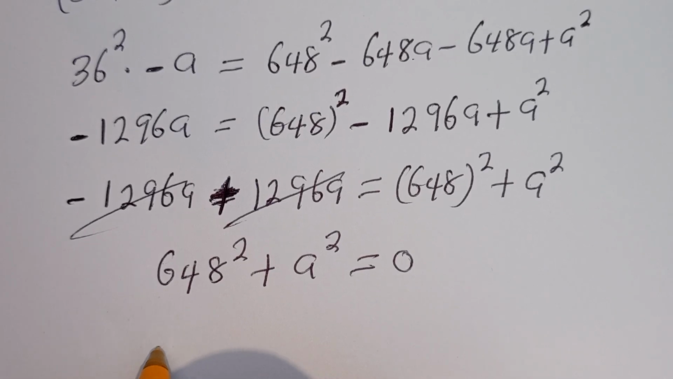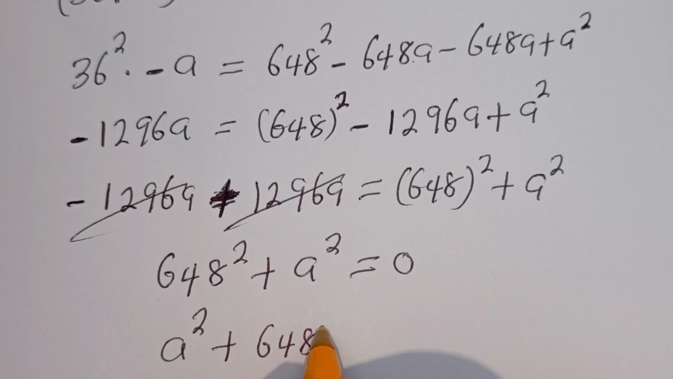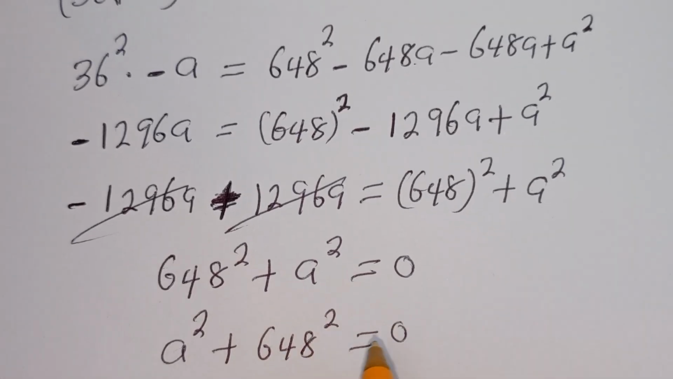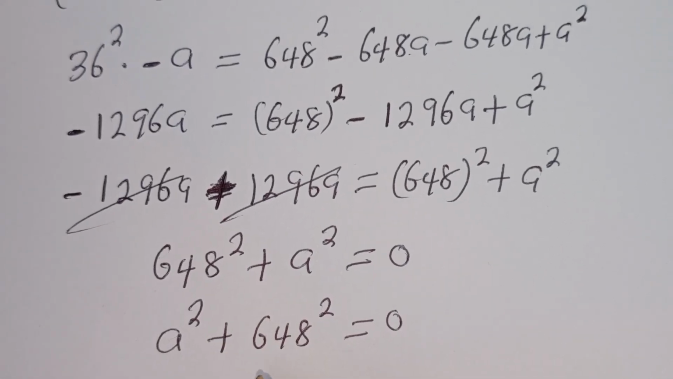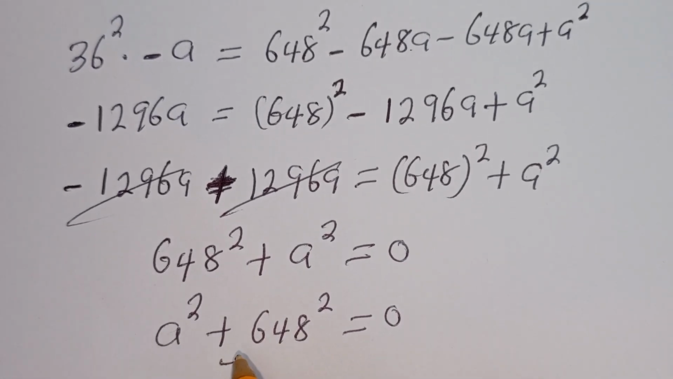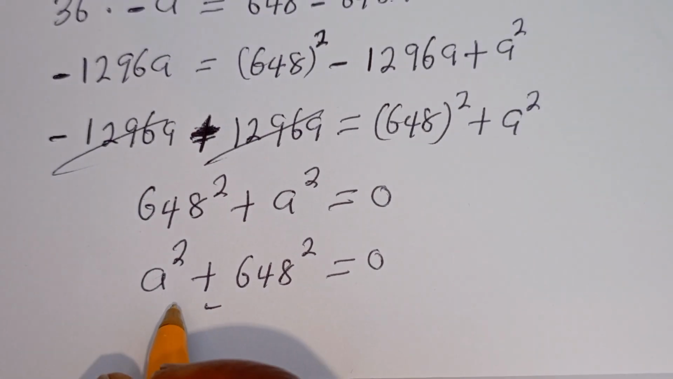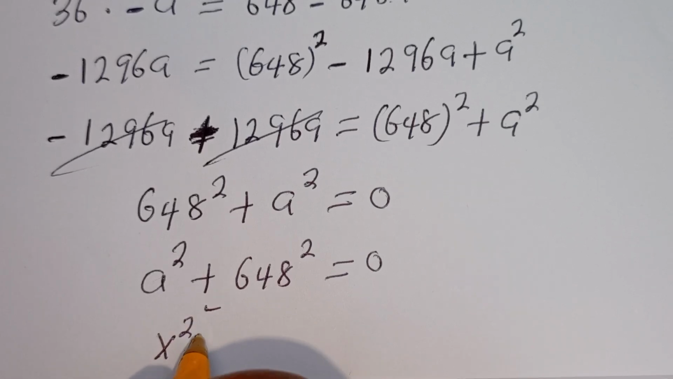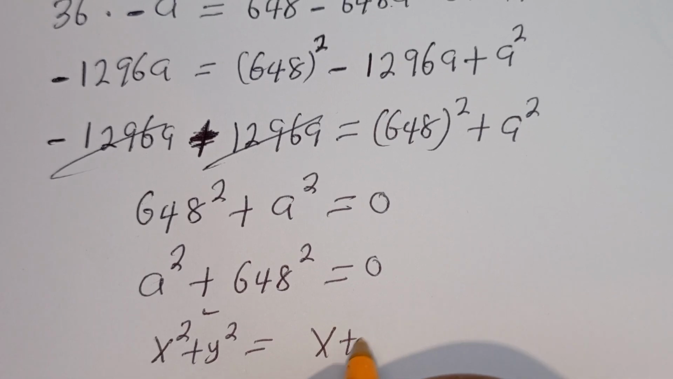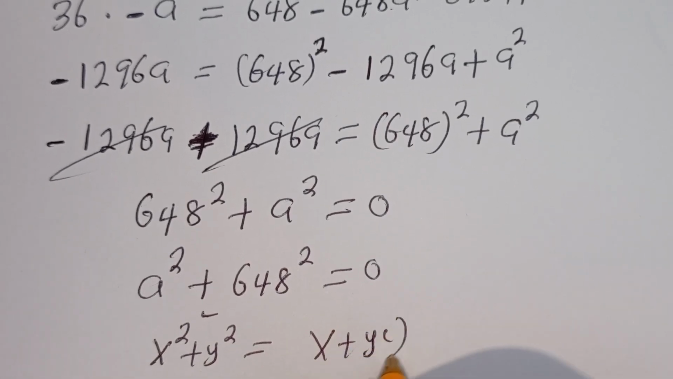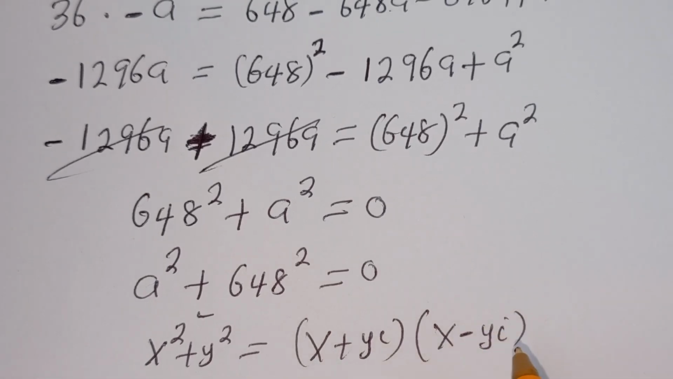Then we can rearrange this as a squared plus 648 squared is equal to 0. Then this is called the sum of two squares. You know, we have difference of two squares, and this is sum of two squares. So take note of this, that if you have x squared plus y squared, this will give you x plus yi multiplied by x minus yi.